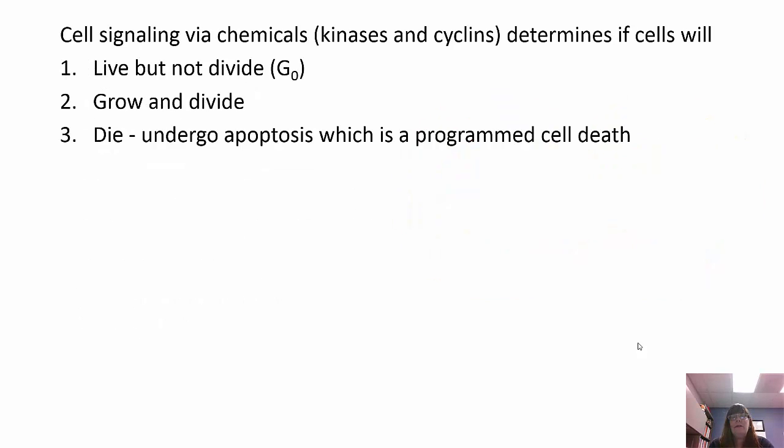Cell signaling occurs by chemicals, so that's what's going to determine if the cells live but don't divide, like if they stay in the G0 phase, grow and divide, or die and undergo apoptosis, which is programmed cell death, so they basically commit suicide.